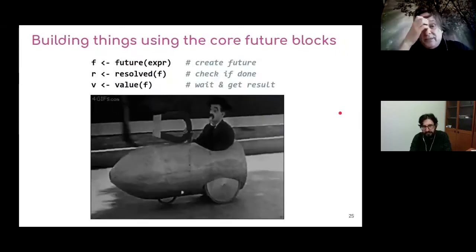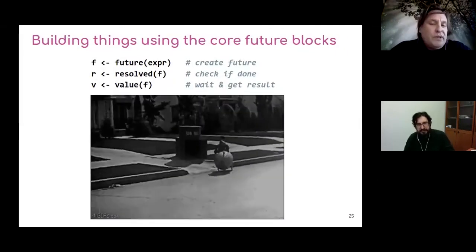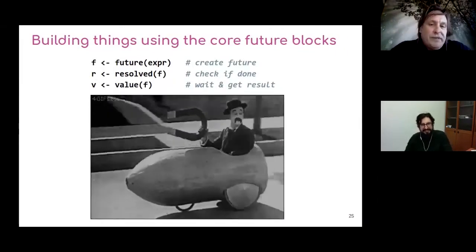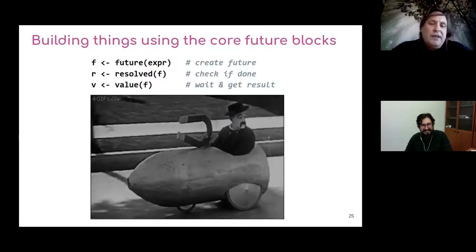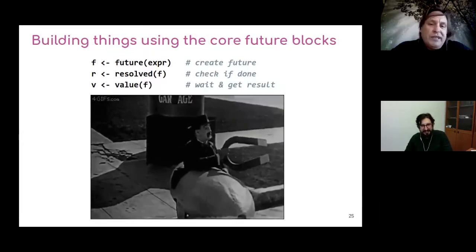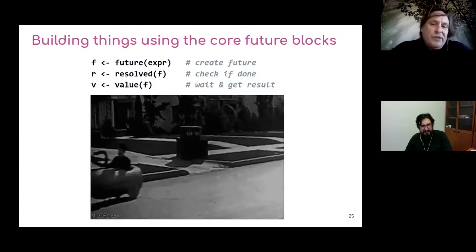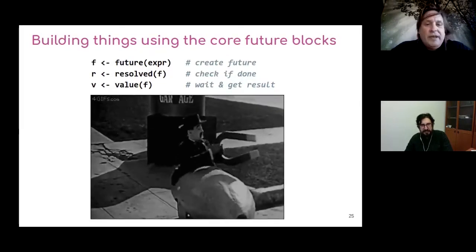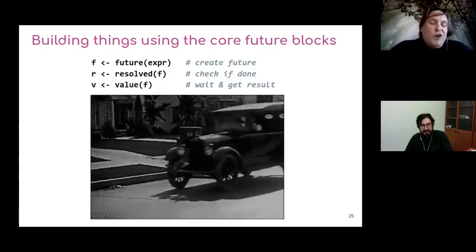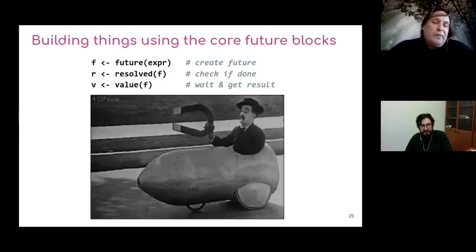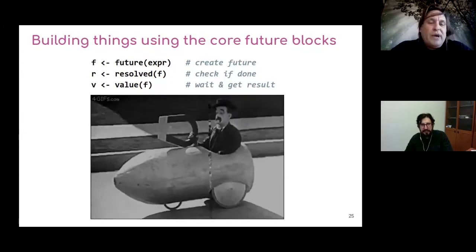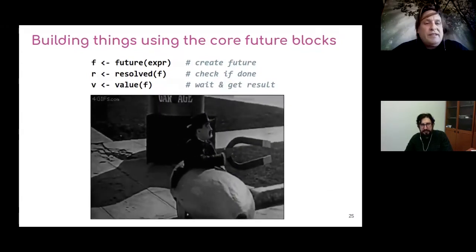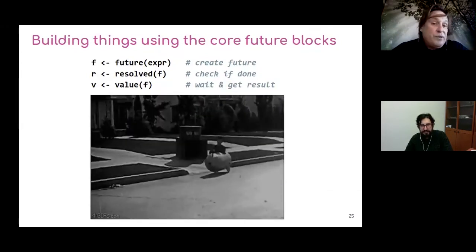Okay, so I talked about the future function, and I talked about the value function. There's another function in this future API called resolved, and it allows us to query a future and say, hey, are you done or not? And it does so in a non-blocking way. So with only these three constructs, we can do very powerful things. We can build up higher abstraction layers, and even with just future and value by themselves.